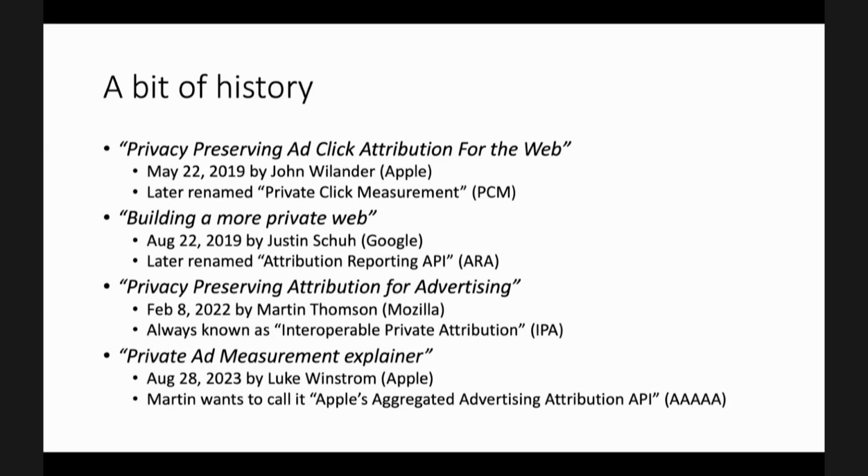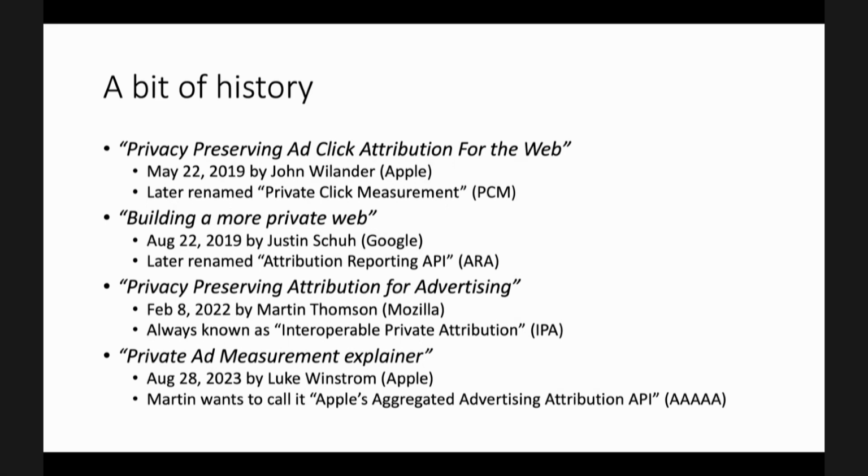Here's a brief history of the events that have happened over time. It really got kicked off in 2019 when John Wilander from Apple made this blog post introducing privacy-preserving ad click attribution for the web. That was the first public proposal for how to do privacy-preserving ad measurement without tracking. Google immediately followed up with a different way of doing things, which is the whole Google Privacy Sandbox. That blog post came out in August 2019. Their proposal for how to do ad measurement is the Attribution Reporting API, or ARA.